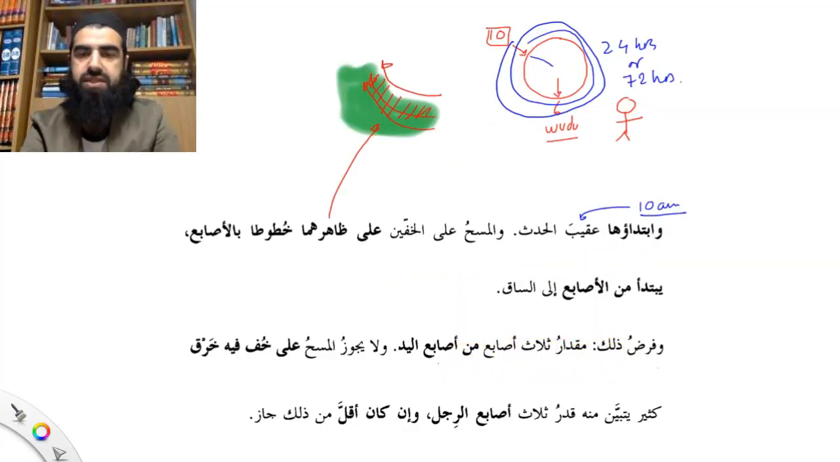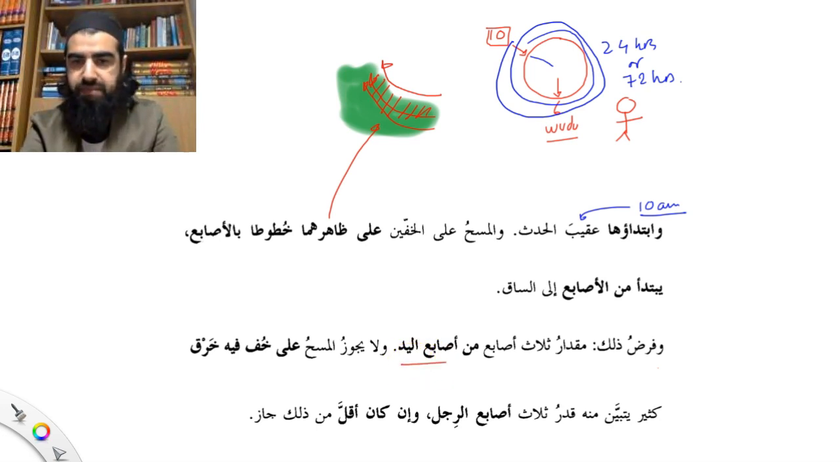Anyway, so the translation is al-mashu al-khuffayn, wiping over the leather socks, ala, upon the top of them, khututan, making lines, bil asabi, with the fingers, yabtadi'u, he starts min al-asabi, from the toes, asabi there means toes, ila saq, to the shin.